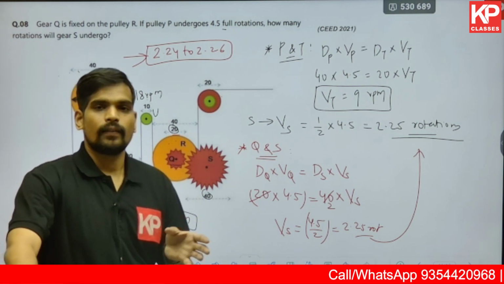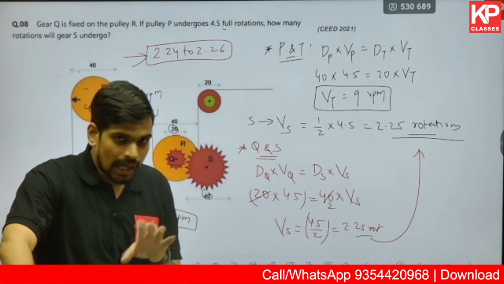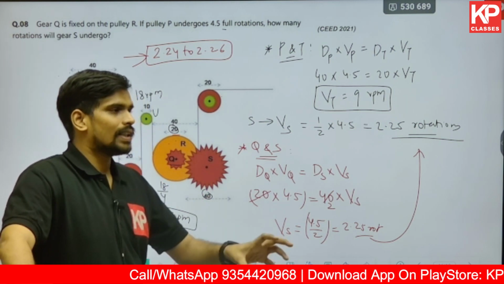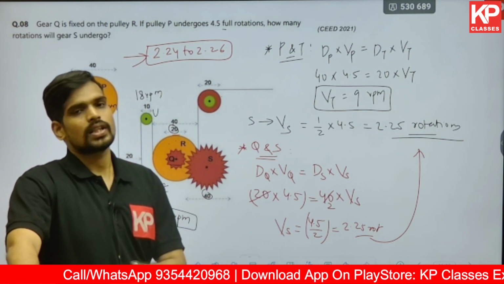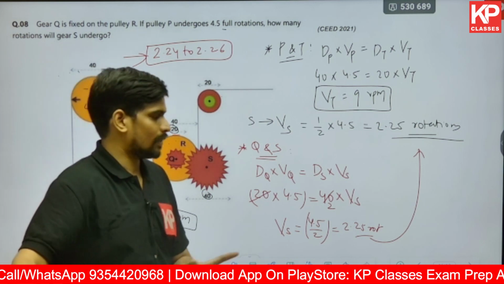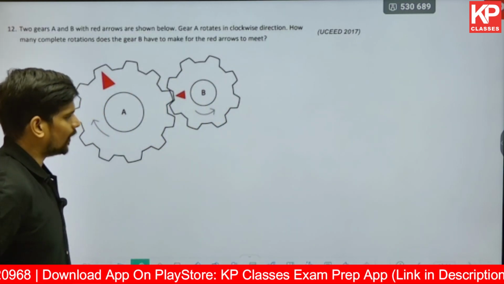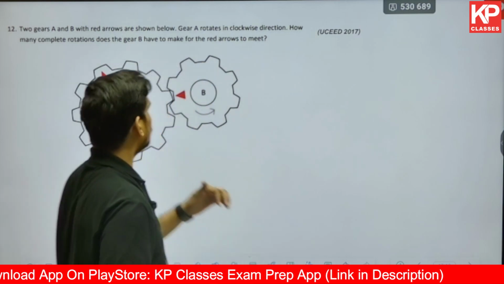So remember, if the diameter is getting doubled, rotational velocity will become half. Similarly, if the diameter is becoming half, rotational velocity will increase 2 times, it will become double. So that's the relation between one and the other. Let us look into the next question.